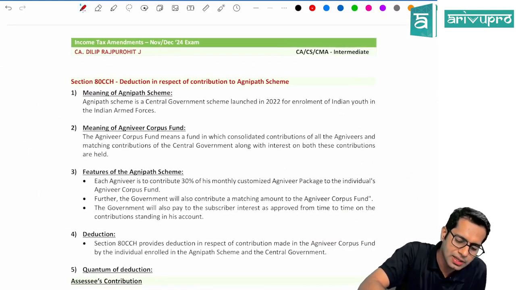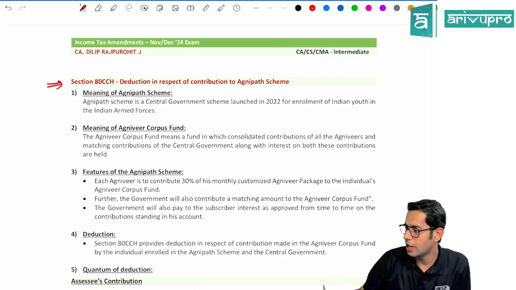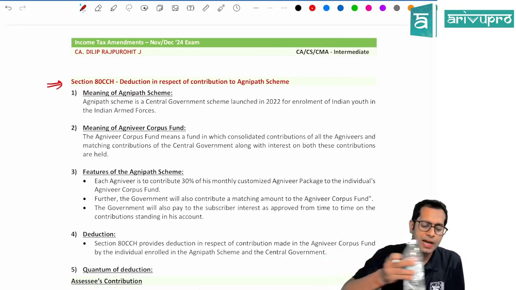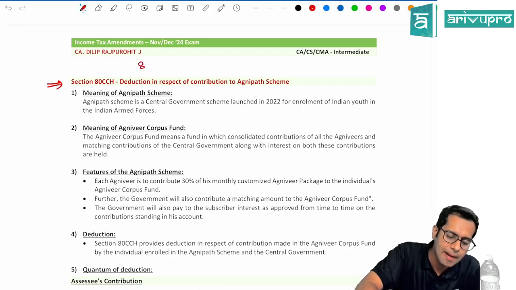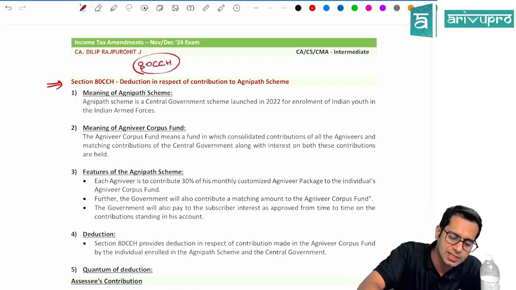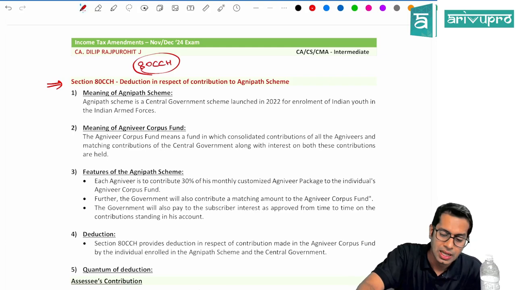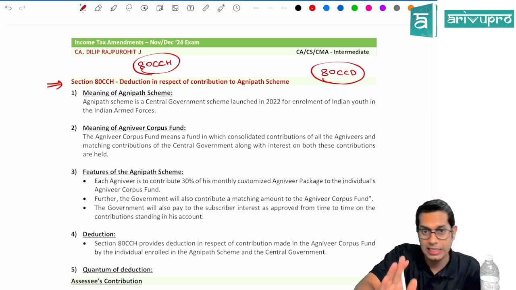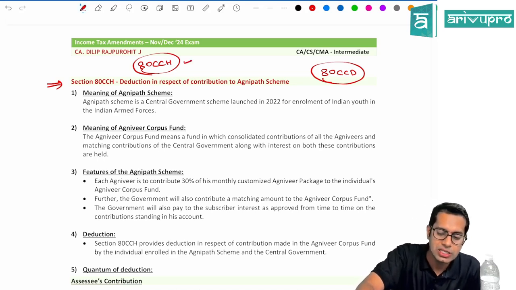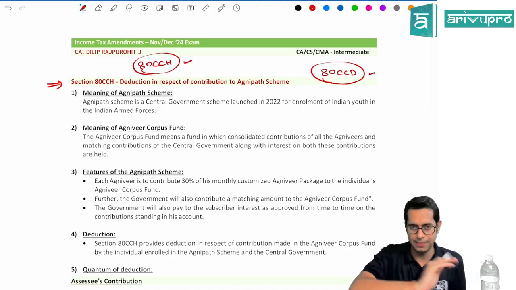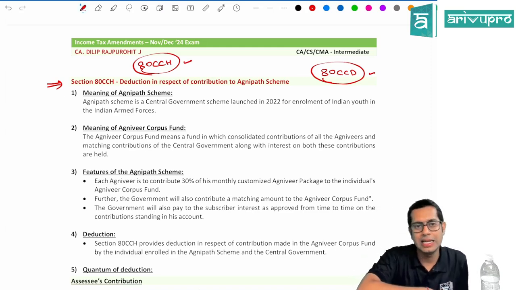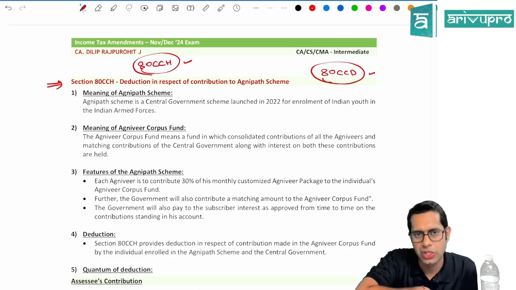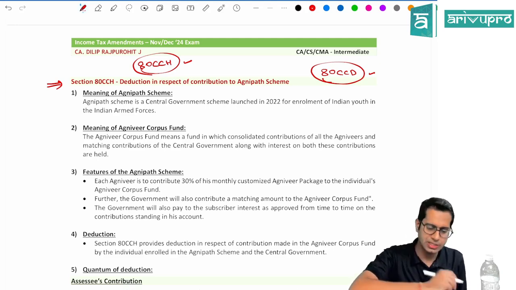Now under the deduction chapter, this is the last amendment. Under the deduction chapter, what they have done, sir? They have added one more deduction called 80CCH. This is similar to your 80CCD. Sorry, 80CCH is similar to your 80CCD. Now 80CCD talks about contribution to the National Pension Scheme or the Central Government pension scheme.